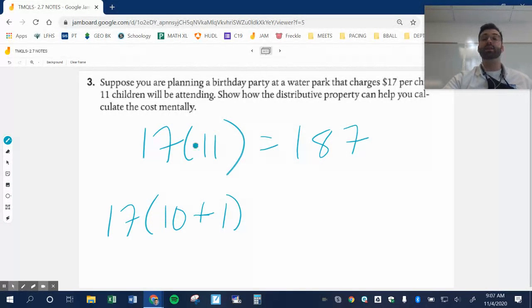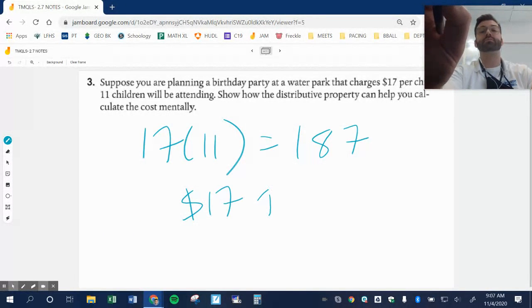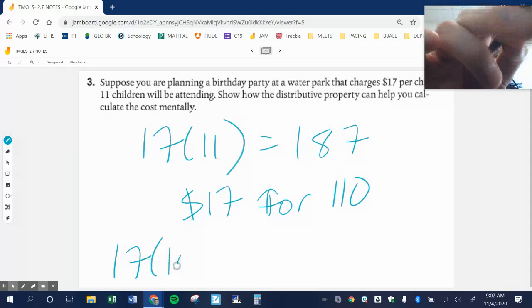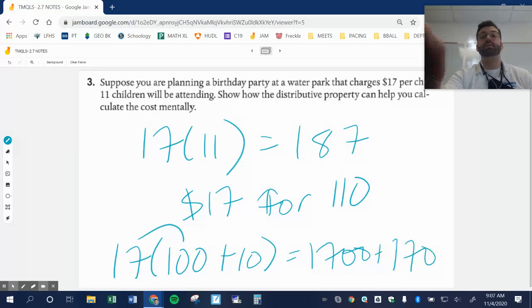You could always take a number like 11 or 13 or, I don't know, 110, and split it up. So let's say you had 110 children at this $17 and I wanted to do this mentally, how would I do that? I would do 17 and I would have 100 plus 10, because I can do 17 times 100 really easily. That just is 1,700. I can do 17 times 10 really easily. That's 170. I'm just adding zeros.